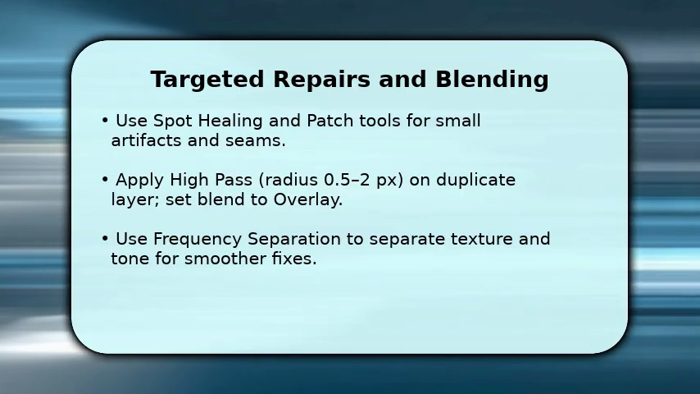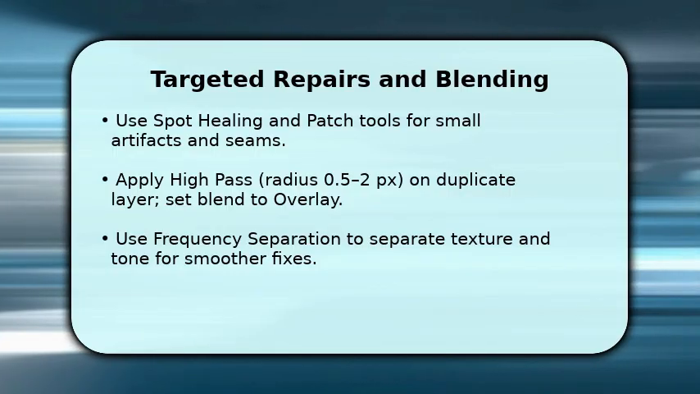For crispness, duplicate the smart object, apply high pass around 0.5 to 2 px, and set the blend to overlay or soft light to restore perceived sharpness.